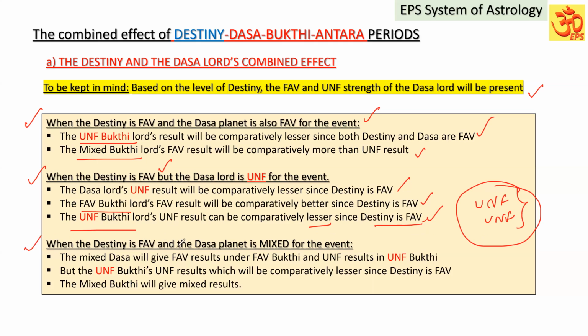Next is when destiny is favorable and the Dasa planet is mixed. When Dasa is mixed, the mixed Dasa will give favorable results under a favorable Bugdi and unfavorable results under an unfavorable Bugdi. This is the most important thing we have to keep in mind. But since the destiny is favorable, the unfavorable Bugdi's unfavorable results will be comparatively lesser because the destiny is favorable.